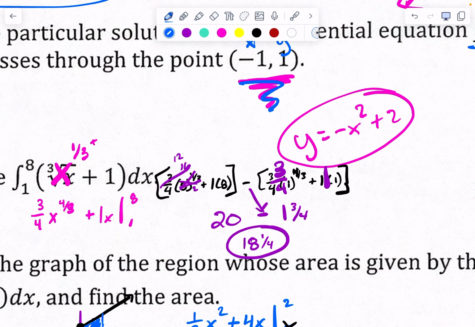Okay, what do we have? 41.38. Times 2 equals 41.38.